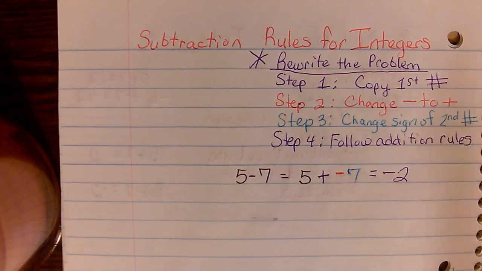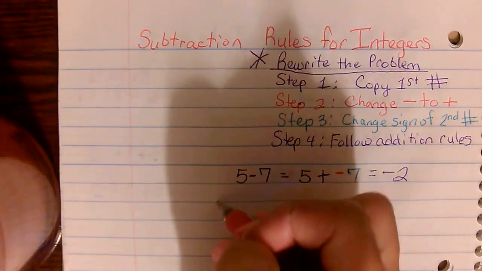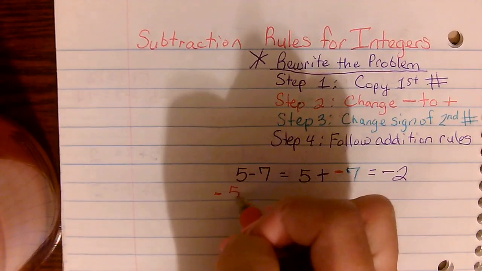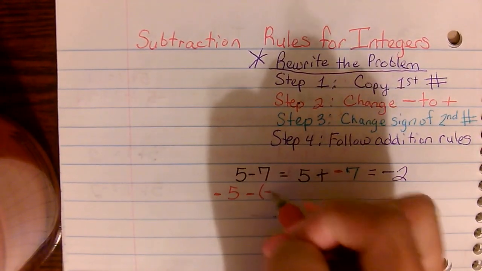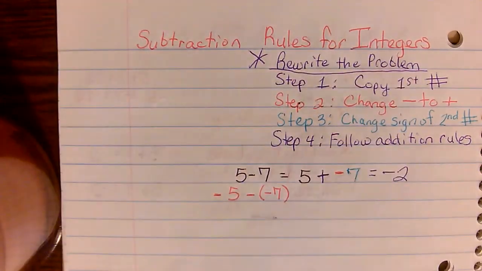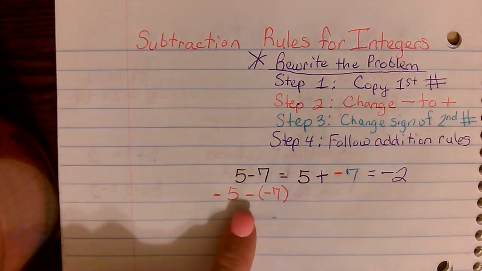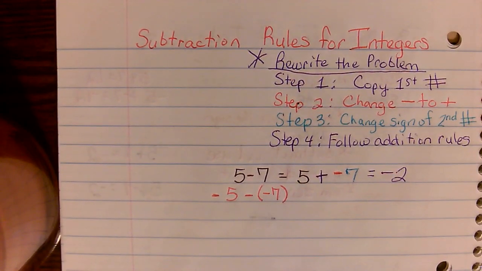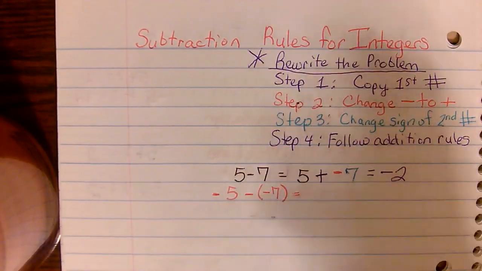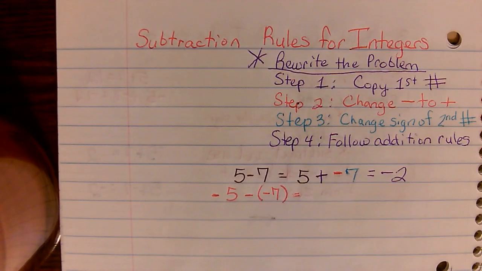Now we're going to use these same digits, but with different values of positive or negative. Let's write this again as negative 5 minus negative 7. Now you don't have to put these in parentheses, but it helps you to differentiate between the subtraction sign and the negative next to it. It's just easier to look at. Equals.